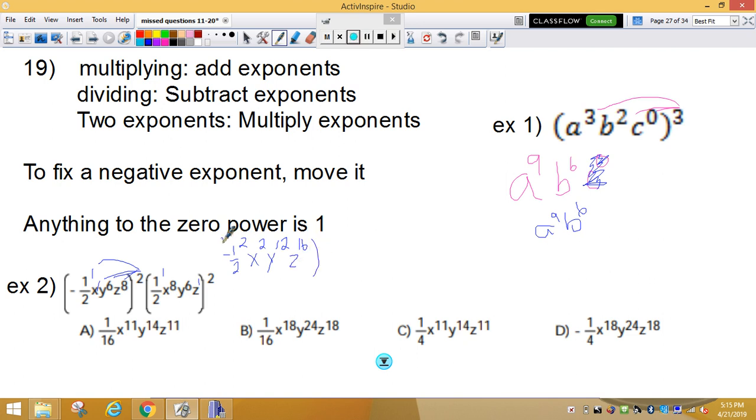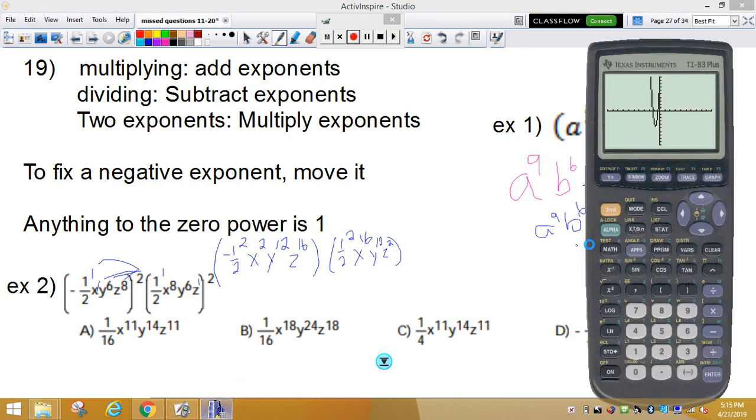That's my first parentheses. Again, I took 2 and I did 2 times 1, 2 times 1, 2 times 6, 2 times 8. Same thing goes in my second parentheses. I'm going to have 1/2 to the 2nd power, x to the 16th power, y to the 12th, and z to the 2nd.